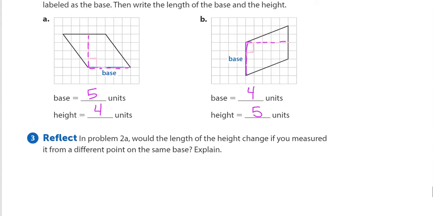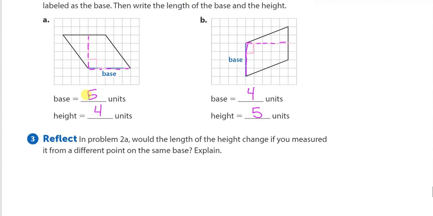Okay, now reflect. In problem 2a, would the length of the height change if you measured from a random point on the same base? Let's think about that. Well, it depends on what you got to make sure you get the same height, right? So the height, if I did the height out here, as long as I remember to stop where the top is, that'd be the same, right? Let's see out here. Yeah, same thing out here. As long as you go from the bottom to the top, it's all the same. Just be sure you don't go in here and go, oh, I'm stuck, I'm stopped. No, you gotta go all the way to the top.